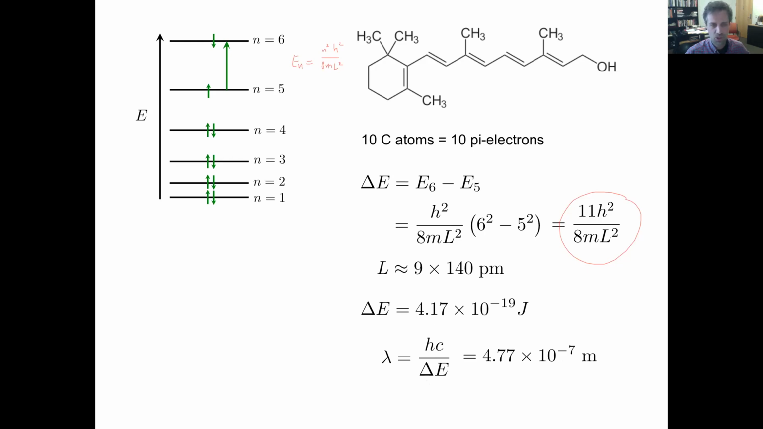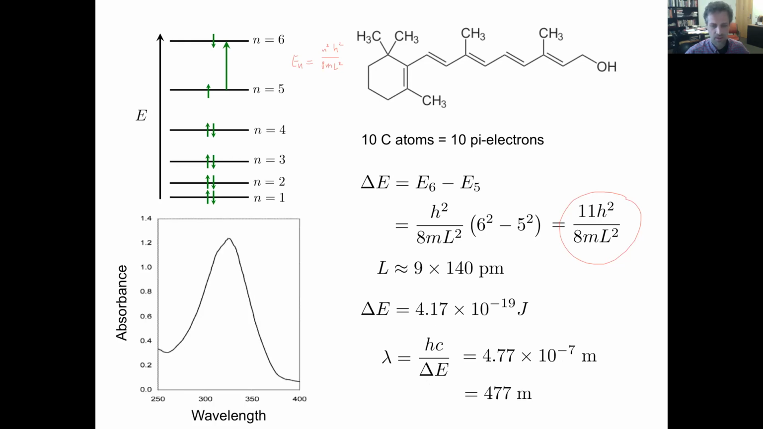So let's look at the absorption spectrum of the molecule retinol. Okay, here it is. Oops, that's an interesting little mistake there. This should be nanometers. So here it is. The maximum of the absorption spectrum is about here. So let's go down, over here. It's about 320 or something according to this spectrum. And what I found is 477.